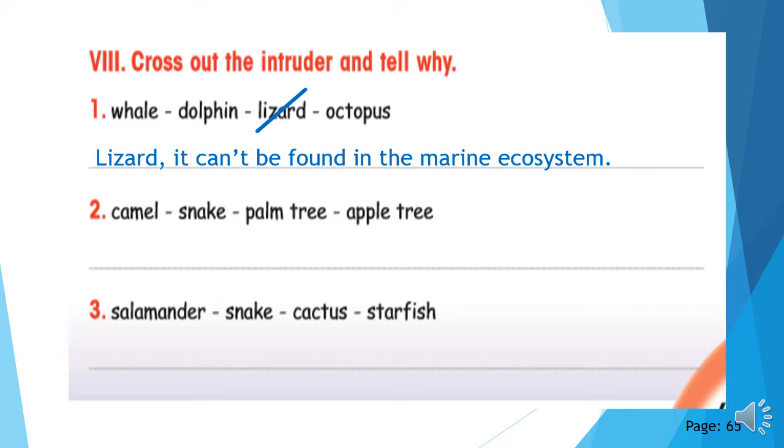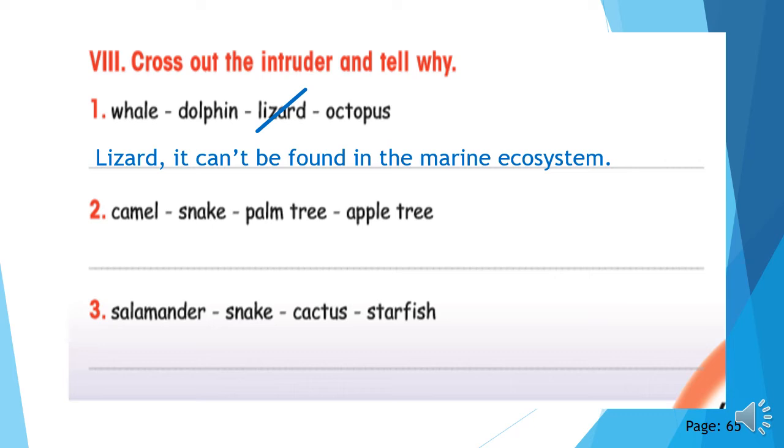We have camel, snake, palm tree, and apple tree. Where does camel live? In desert ecosystem. Snake, also it could be in forest or in desert, so it can live in desert ecosystem. Palm tree, also it can grow in desert ecosystem. Apple tree, no, it needs what? A cold weather, so it cannot be found in desert ecosystem.